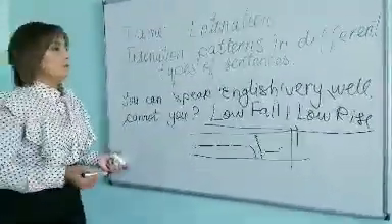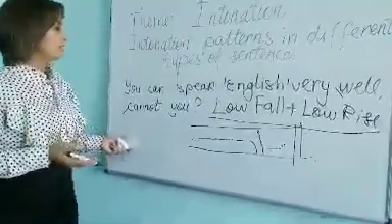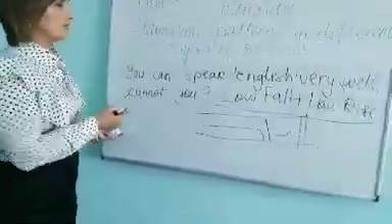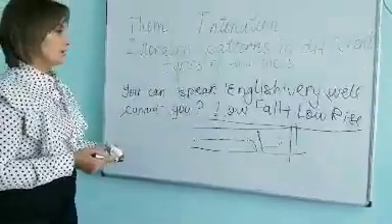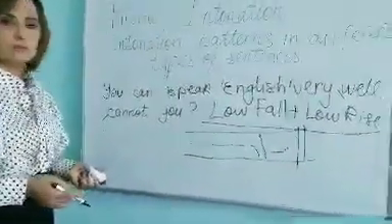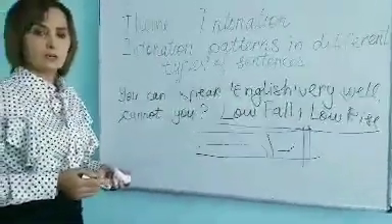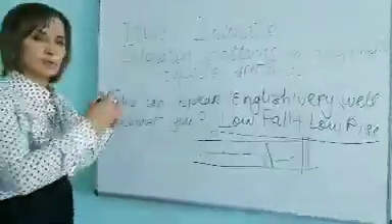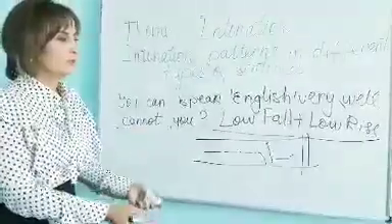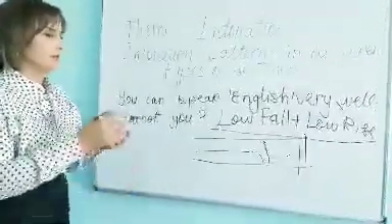So now let me read aloud this disjunctive question once more, and you will repeat after me. You can speak English very well. Cannot you? And as you have just listened, the first part is pronounced with a low falling nuclear tone, and the second part with a low rising nuclear tone.